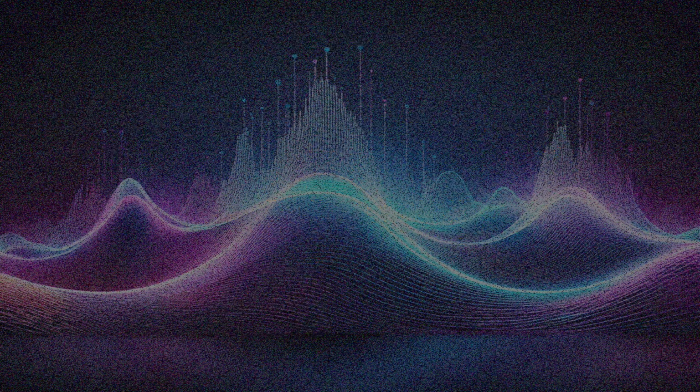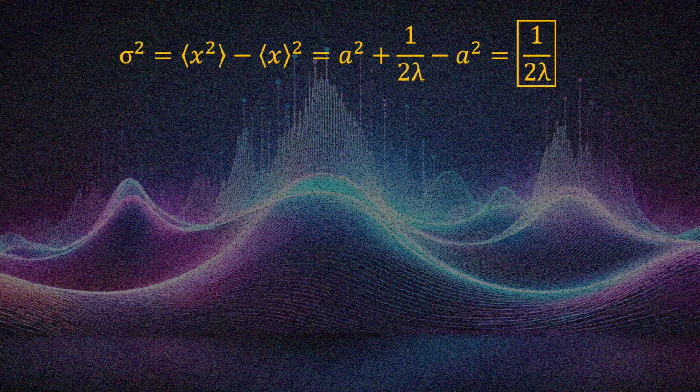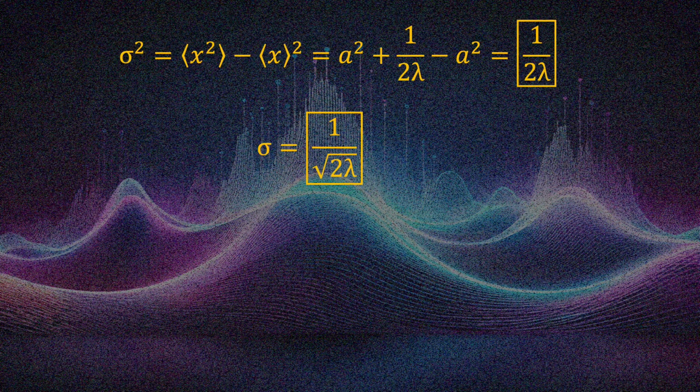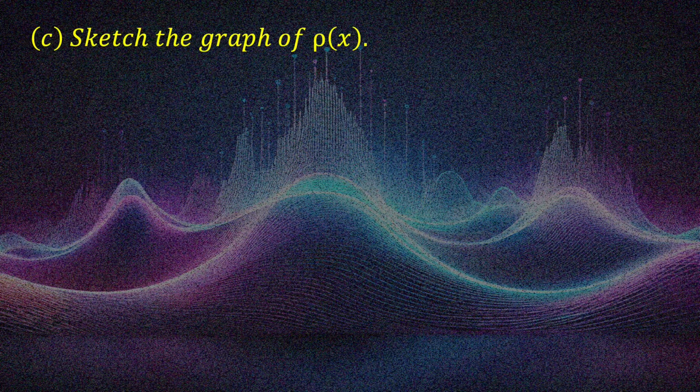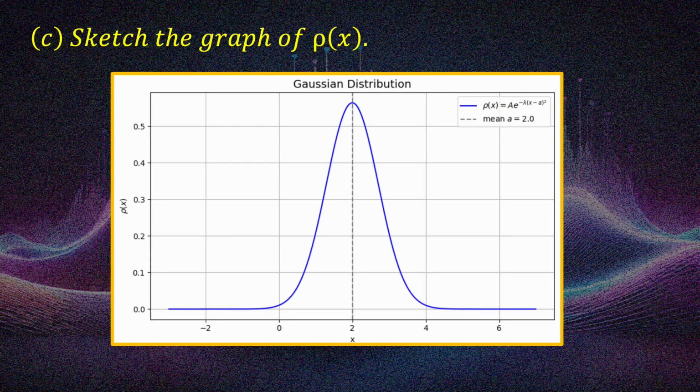Now we want to find sigma, using the expectation value of x squared minus the mean squared. You substitute all the expressions and you get sigma squared is 1 over 2 lambda, and then sigma is equal to 1 over the square root of 2 lambda. So now you have all the expressions. Now you can play with it, and use Python or any kind of plotting tool to plot the function.